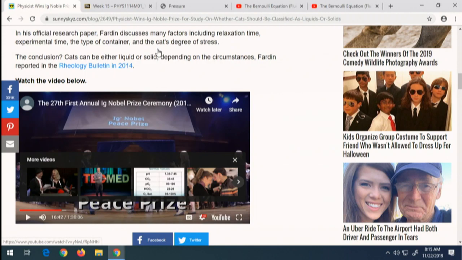So is a cat a solid or a liquid? And his pictures, of course, make the argument that it's a liquid. And rheology is the study of flows. And rheology is kind of very interesting stuff.